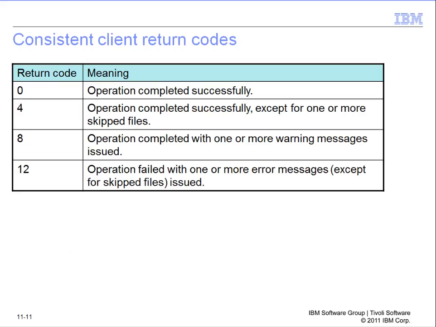Our return codes. Pretty much any process in Tivoli Storage Manager uses the return code 0 for completed successfully. Now with our scheduling, we also have a return code 4, which is the operation completed successfully except for one or more skipped files. Return code 8, operation completed with one or more warning messages, and return code 12, the operation failed with one or more error messages.